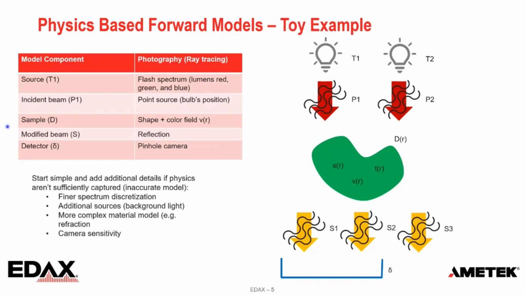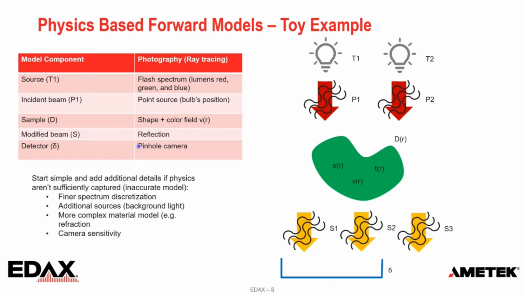Here's a little toy example for a problem with simpler physics than EBSD, which is just taking a picture, a normal light picture. So your source could be the sun, you know the spectrum of the sun, or maybe you have a flash that you know the spectrum of that light source. You can describe the geometry of where your illumination is, and you maybe know something about the reflectivity and color of your sample, which gives you information about a modified beam, and then you would have a model for the detector itself, so something like a pinhole camera model.